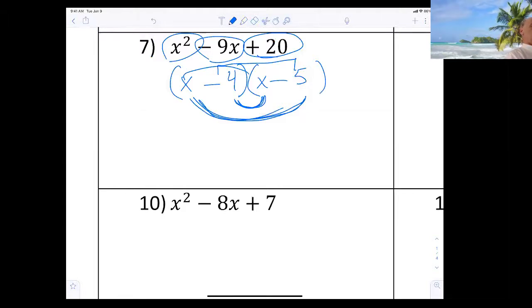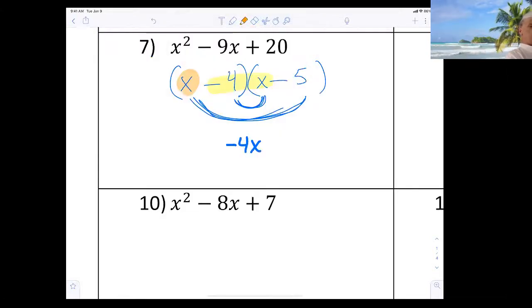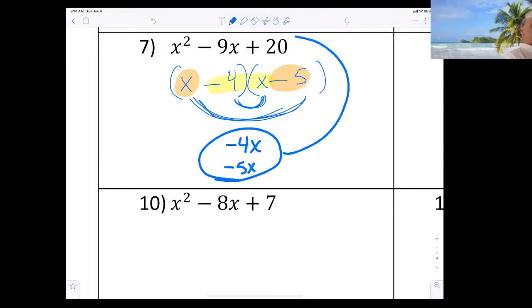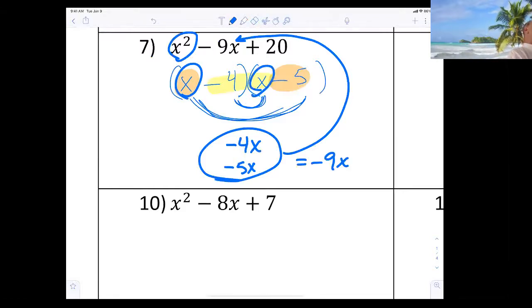All right, let me say it one more time. If I do -4 times x, what do I get? And then if I do x times -5, what do I get? Together, that's the middle term, -9x. Now watch me. X times x is x squared. -4 times -5 is that positive 20.